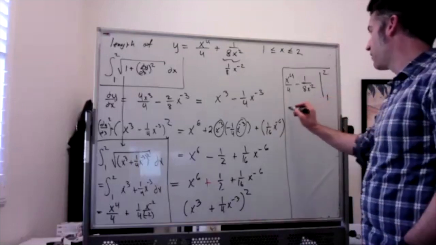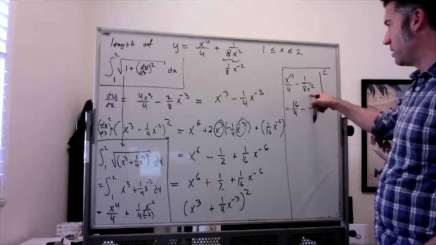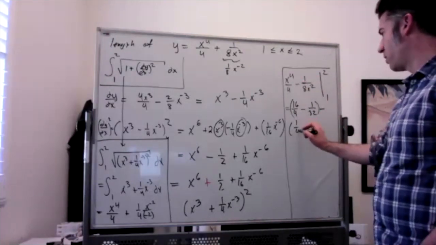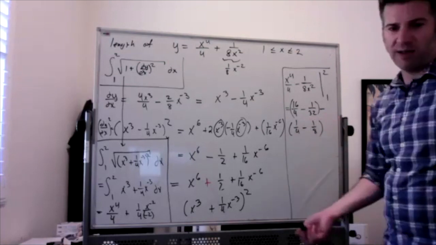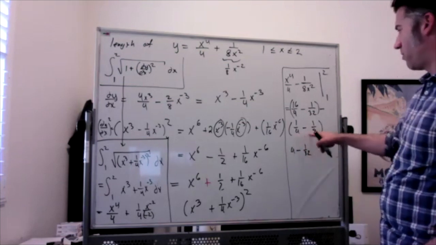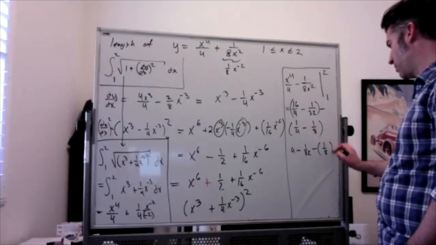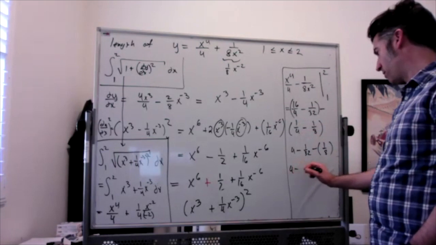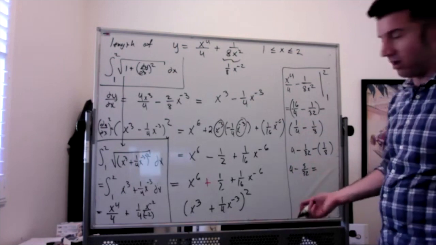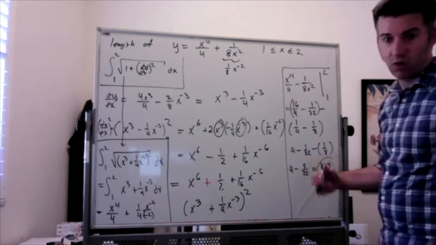So finishing this one off, plugging in 2, we get 16 over 4 minus 1 over 8 times 4, minus, plugging in 1, 1/4 minus 1/8. Let's see, I've got 4 minus 1/32, and 1/4 minus 1/8 is 2/8 minus 1/8, which is 1/8. So that's 4 minus 1/32 minus 4/32 minus 5/32, something like that. 128 minus 5 is 123/32. Great.